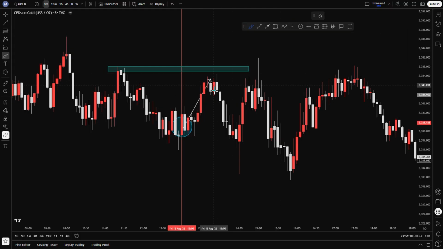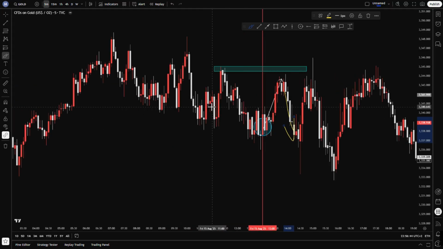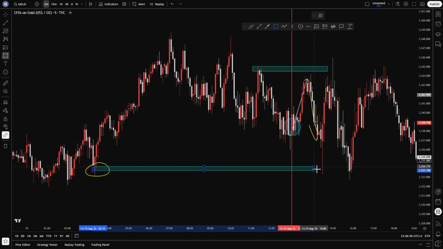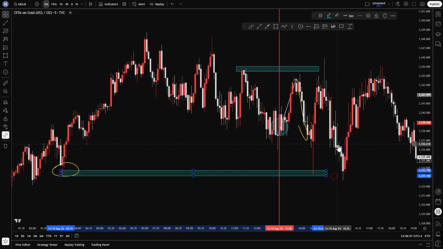After that, price started dropping to the downside. Now, if we zoom out a bit, we can spot a support zone down here on the left. If we mark it properly, we see that price actually bounced back up from this zone, making it a good buying area.